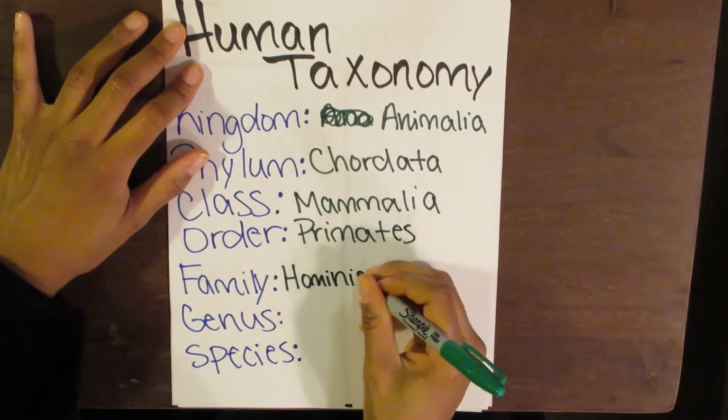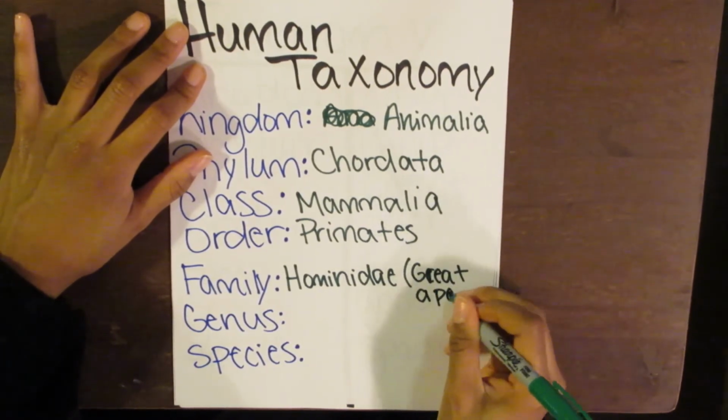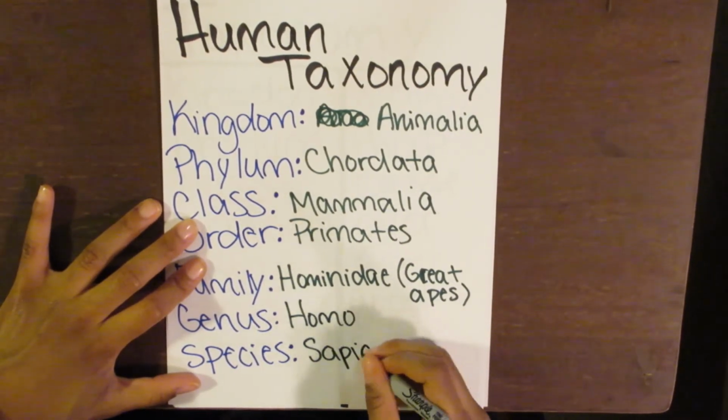Our family is... You know what, Ms. Waits gets a little tongue tied sometimes. I'm just gonna say that this means that we're great apes. I'm going to sound this out later. I will improve on this.